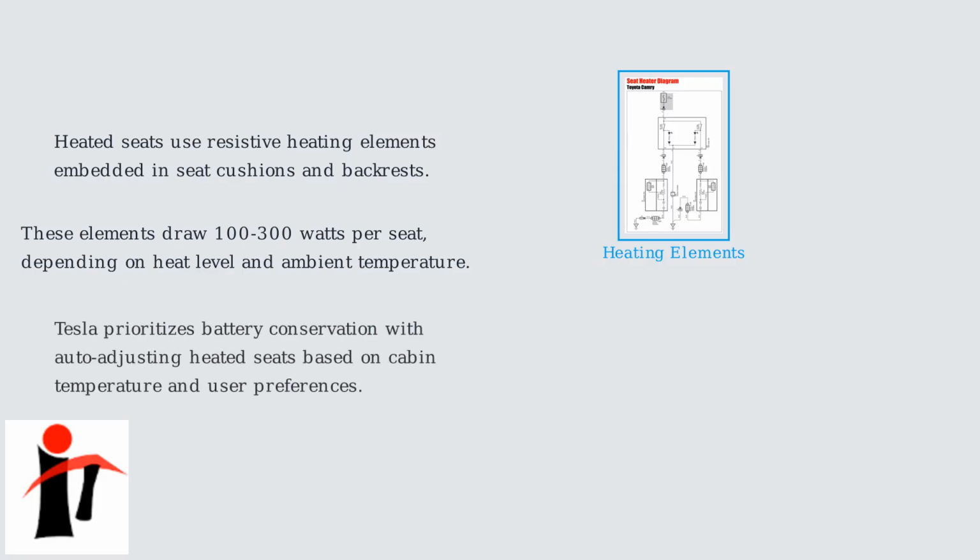To prioritize battery conservation, Tesla's software now auto-adjusts heated seats based on cabin temperature and user preferences. This intelligent system reduces energy consumption by up to 15% compared to earlier versions, helping to preserve your vehicle's range.